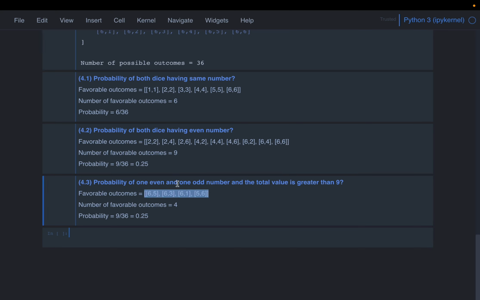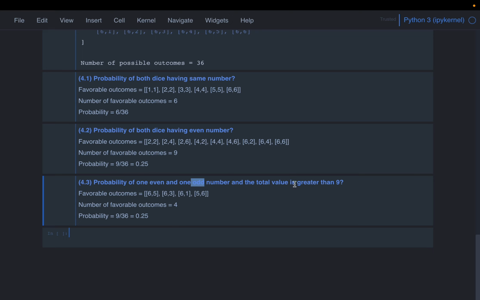So the first criteria, at least one die should be an even number, right? So if you look, there is one even number, one even number, one even number, one even number, right? And the second criteria, there should be one odd number, okay? So here we have an odd number, odd number, odd number, and odd number, right? So these 2 criteria are satisfied.